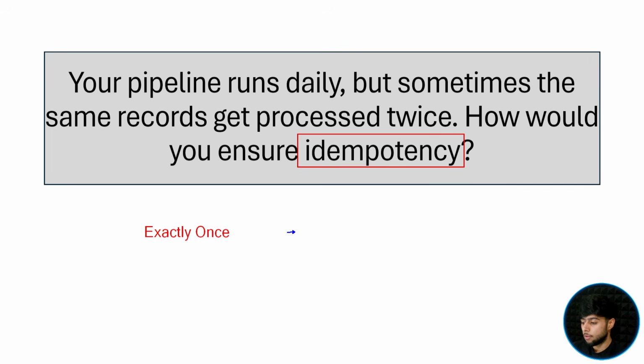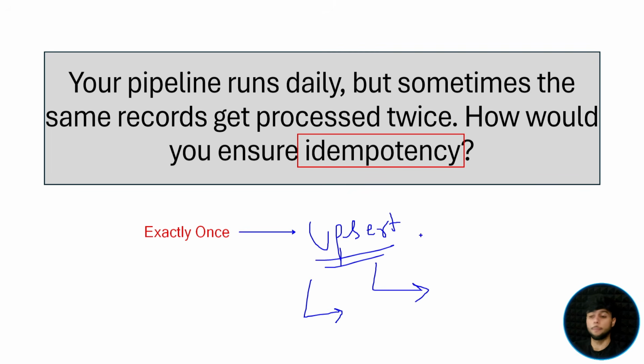That's why we use a term called upsert if we want to enable idempotency. It means that if we have records in the destination, we just update them. If we do not have any data for that source key, or let's say that primary key, then it will insert the data. So it becomes update plus insert.